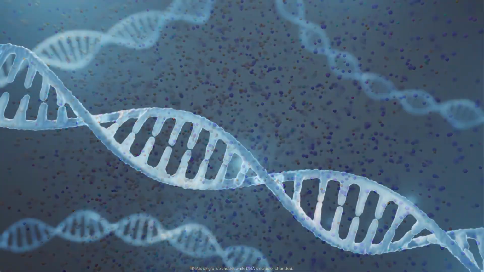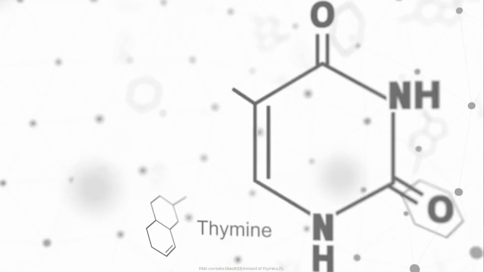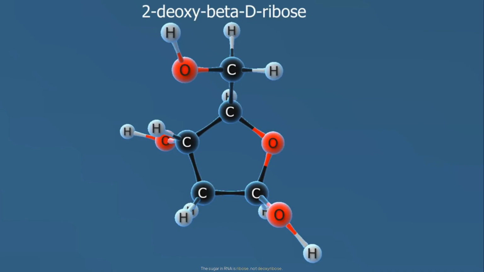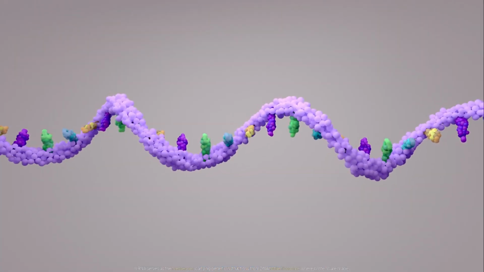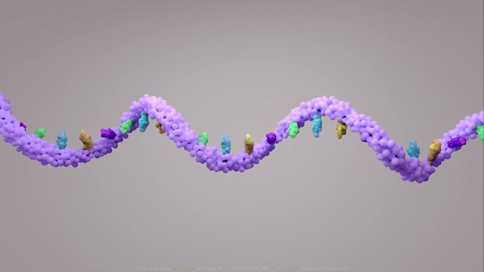Unlike DNA, RNA has some key differences. RNA is single-stranded, while DNA is double-stranded. RNA contains uracil, U, instead of thymine, T. The sugar in RNA is ribose, not deoxyribose. mRNA serves as the messenger, carrying genetic instructions from DNA to the ribosome, where proteins are made.